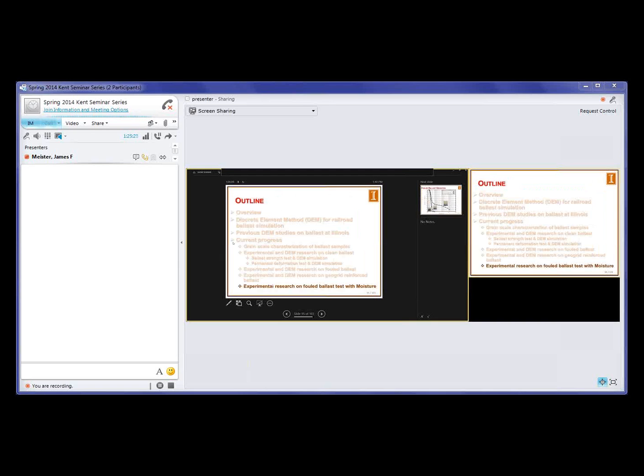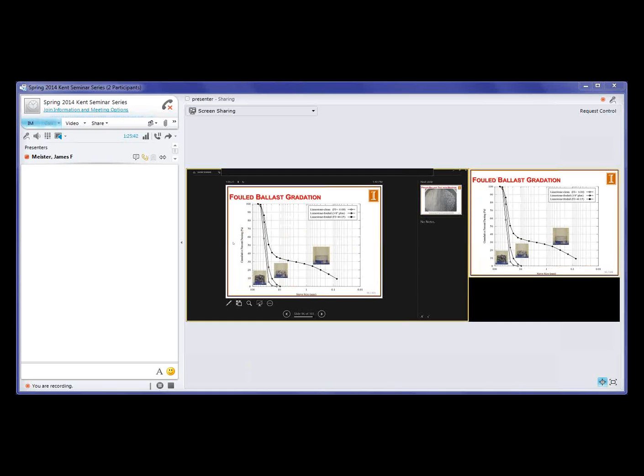So after discussion with my advisor, I finally agreed to do another test, with fully fouled but with moisture present. So now we're dealing with the last case, with moisture. How can we introduce moisture into the triaxial test? The clean ballast is a free-draining material. If it rains, it doesn't matter. The coarse fraction of the fouled ballast is also free-draining. So what really traps the moisture in the specimen, or in the field, is the fine particles.